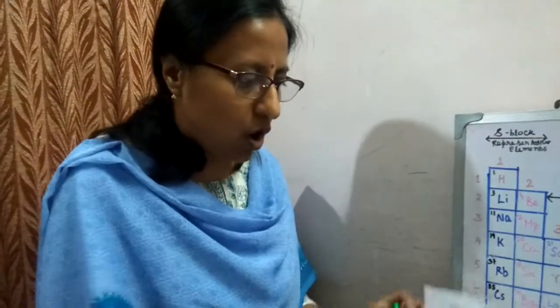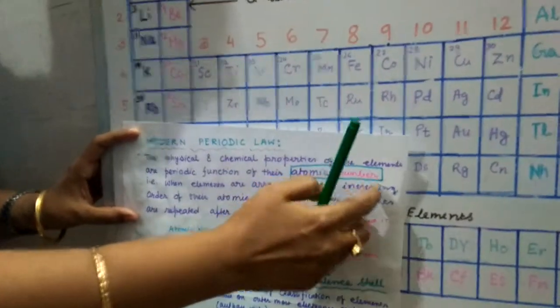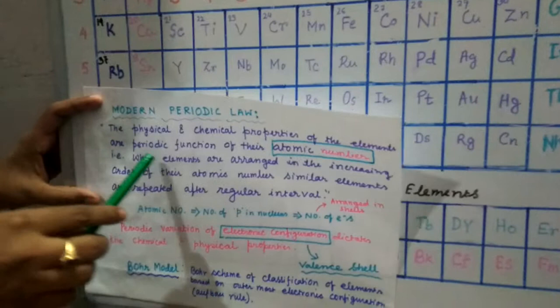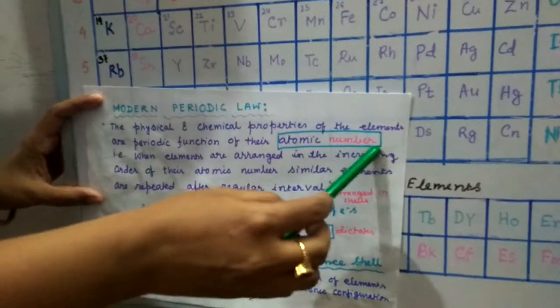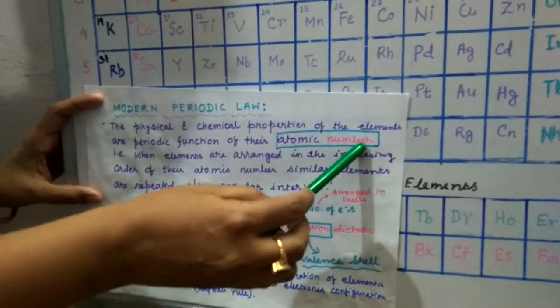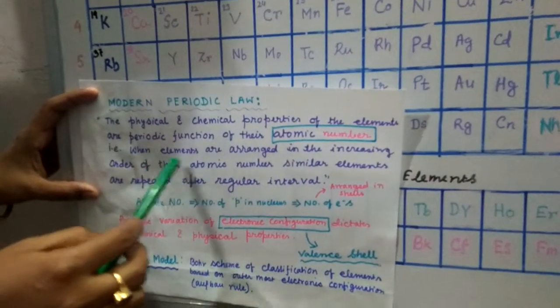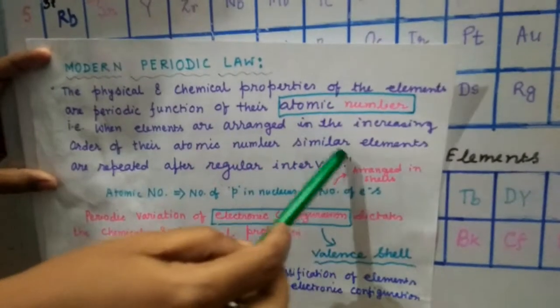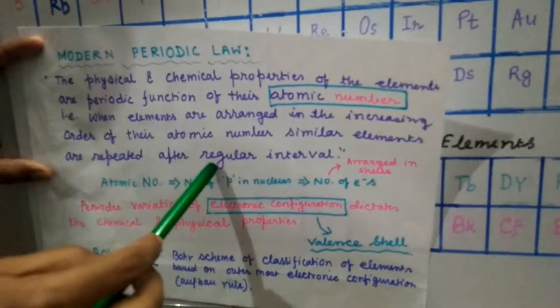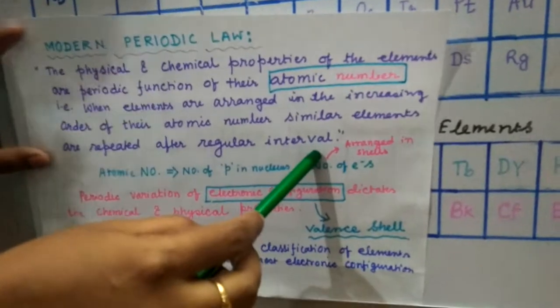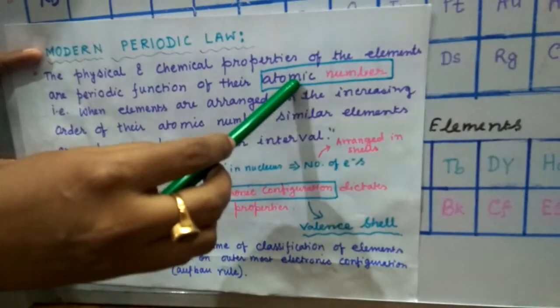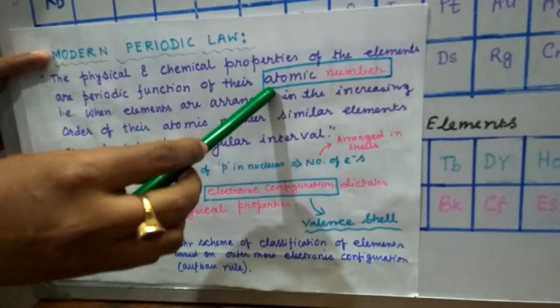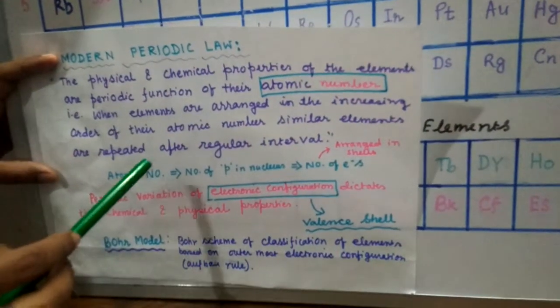Let us see the periodic law, that is, the modern periodic law. It says that the physical and chemical properties of the elements are a periodic function of their atomic number. So remember very well, it is the atomic number. That is, when elements are arranged in increasing order of their atomic number, similar elements are repeated after regular intervals. And atomic number is the number of protons present in the nucleus.